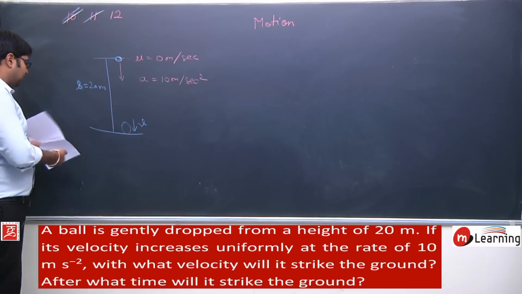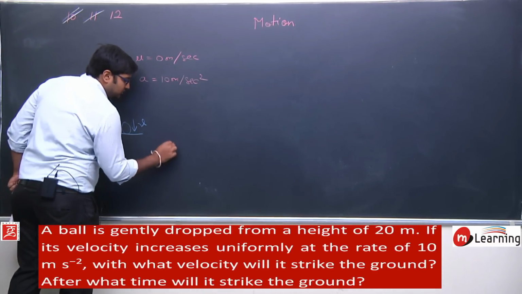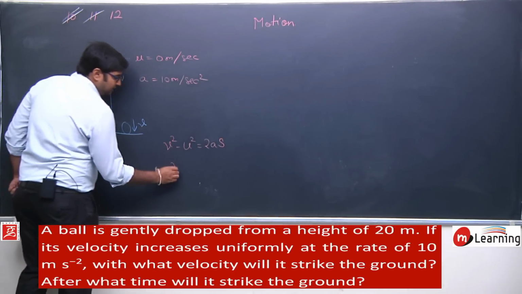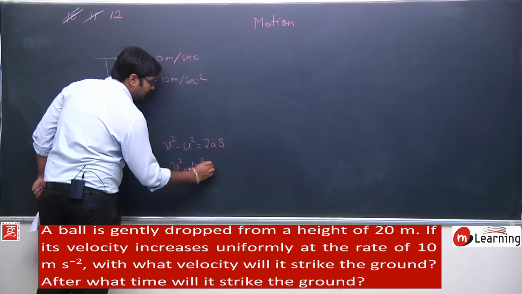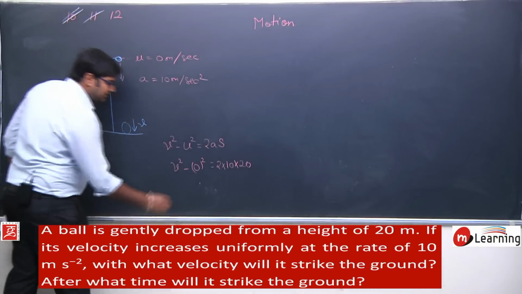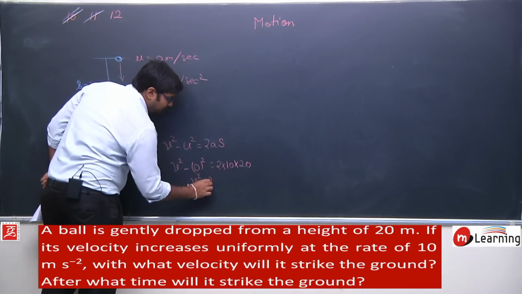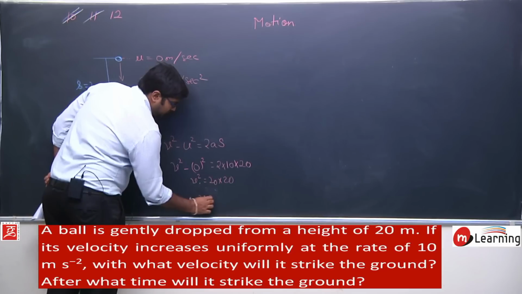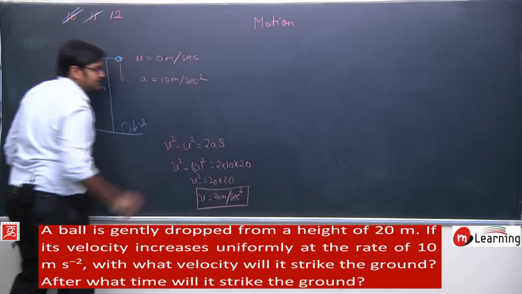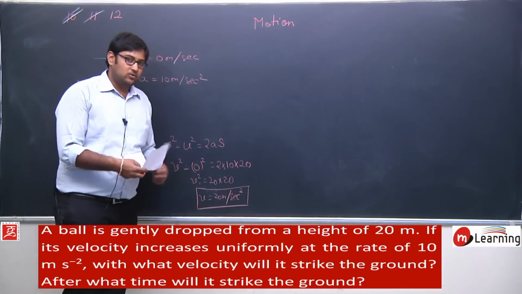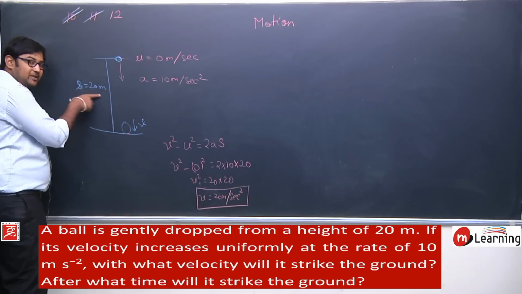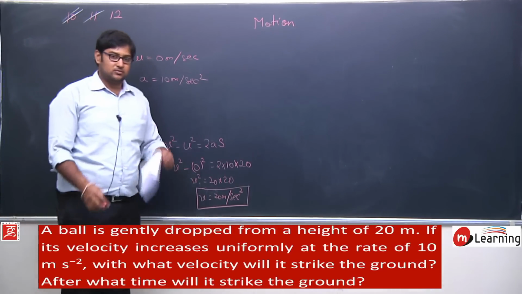Yes, we know the equation and that equation is the third equation of motion, v square minus u square is equal to 2as. Now v square we have to calculate, u square is given as 0 square, 2 into 10 into 20. Okay, so this gives you v square is equal to 2 into 10 is 20 and into 20, so v comes out to be 20 meters per second. This is the final velocity with which the ball will strike the ground, at this point of time. Because when the ball reaches the ground, it has traveled a distance of 20 meters. So we can apply the third equation of motion.